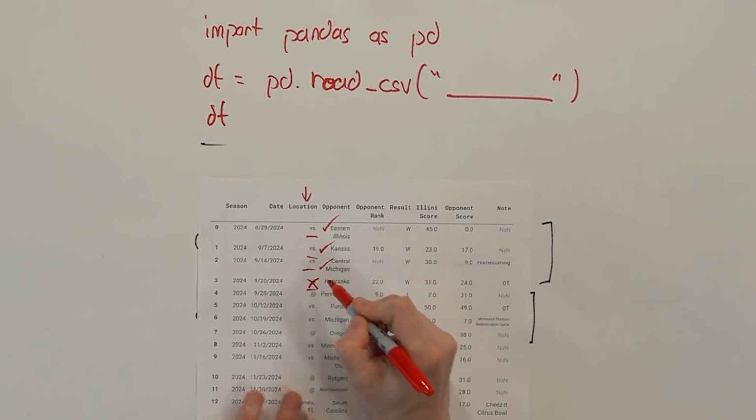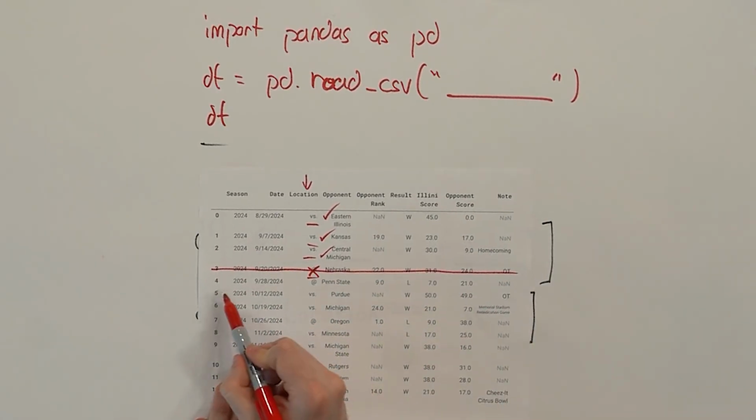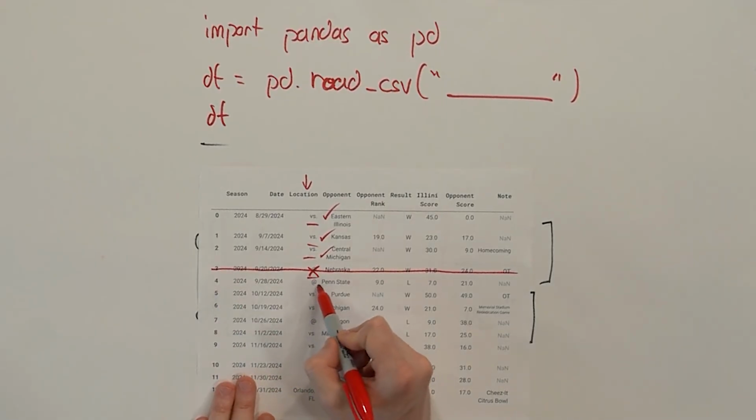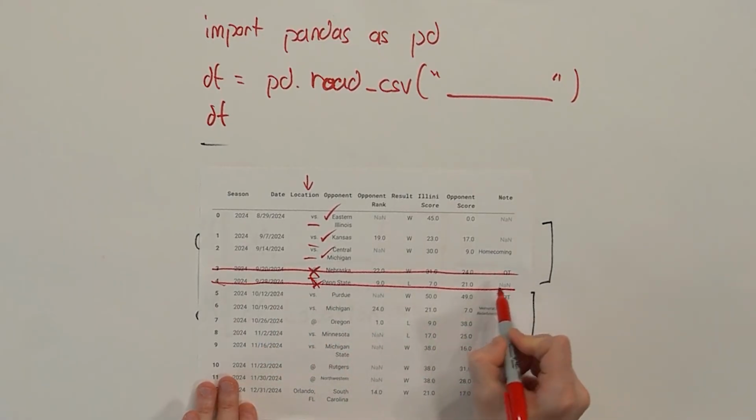No. So we're not going to select this row, and this row won't be part of our output. Similarly, for index 4, do we have vs in the location column? Nope. So we again delete this row, and this will not be part of our subset.